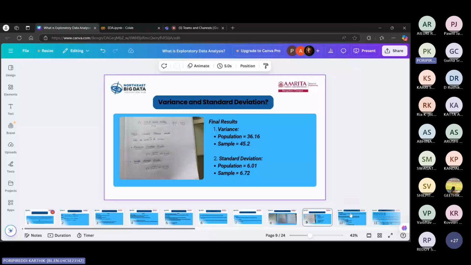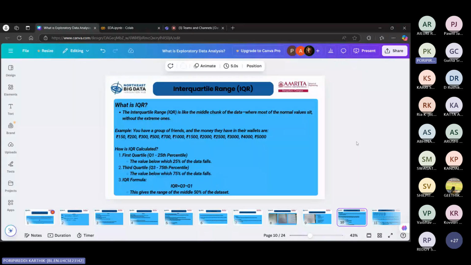Now let's understand interquartile range. What is interquartile range? It's like the middle chunk of the data where most of the normal values sit without the extreme ones. Imagine you have a group of friends and the money they have in their wallets is the following: 150, 200, 300, 500, 700, 1000, 1500, 2000, and 2500, and so on.